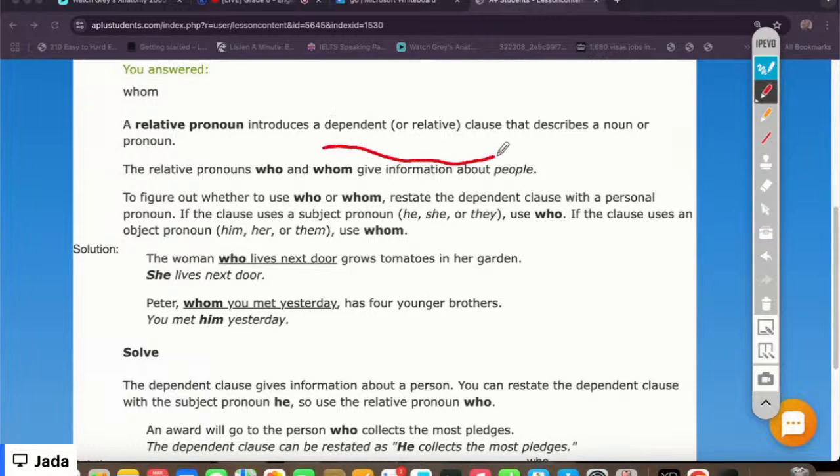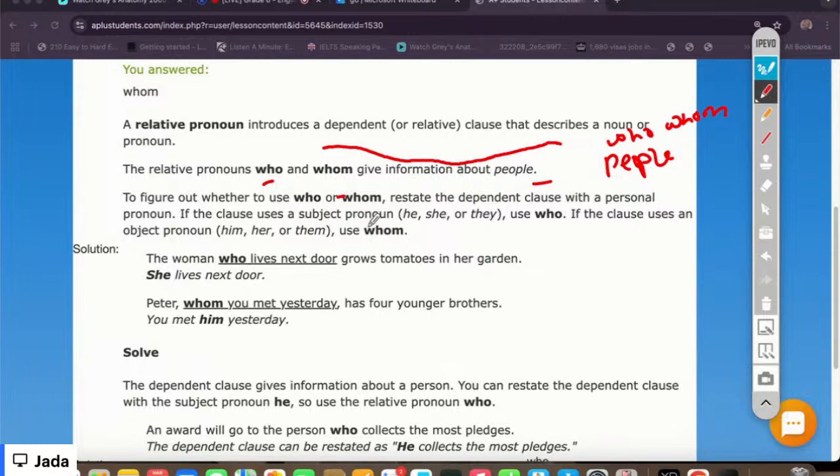So we have to take note of this. Now, the relative pronouns who and whom give information about people. So it's about people for who, whom. To figure out whether to use who or whom, we restate the dependent clause with a personal pronoun.